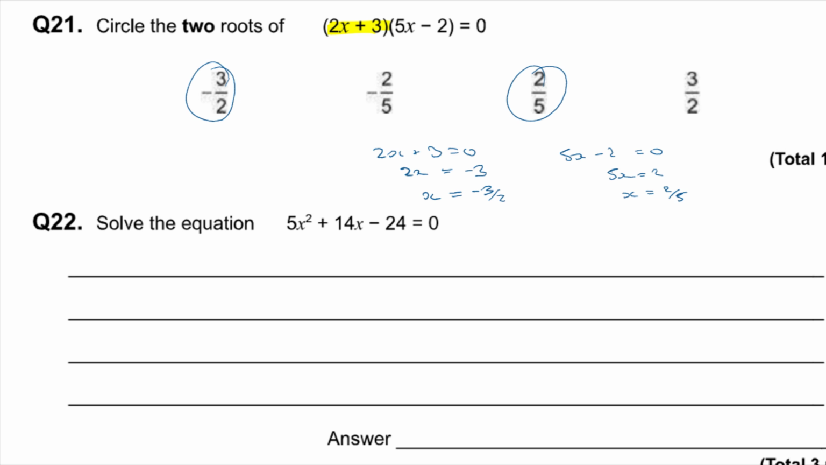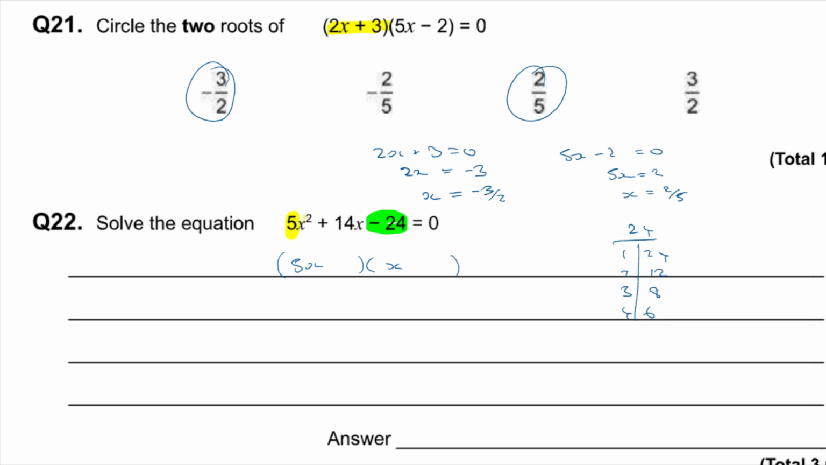Question 22, solve the equation 5x squared plus 14x minus 24. Now I have a lead coefficient of x squared here, but because it's prime, if it factorises, there's only one way it's going to go, isn't it? And that's 5x and x. 5 has only got two factors, 1 and 5, so that makes things easy. Let's have a look at the other number, minus 24. So let's think about the factor pairs of 24. That unfortunately has lots of factors: 1 and 24, 2 and 12, 3 and 8, 4 and 6. So it's going to be one of those pairs.